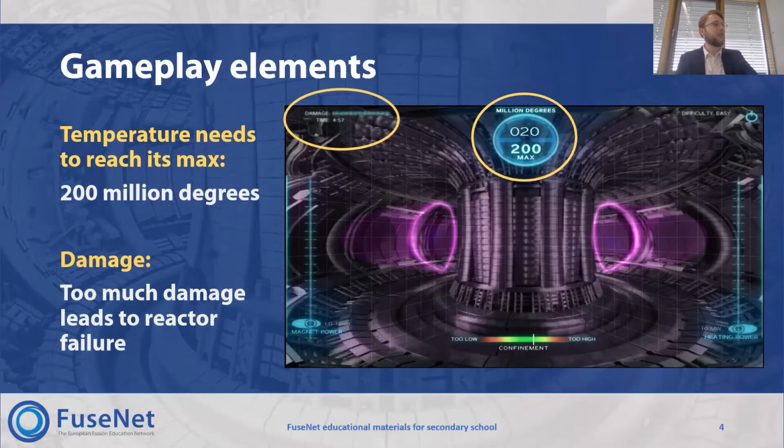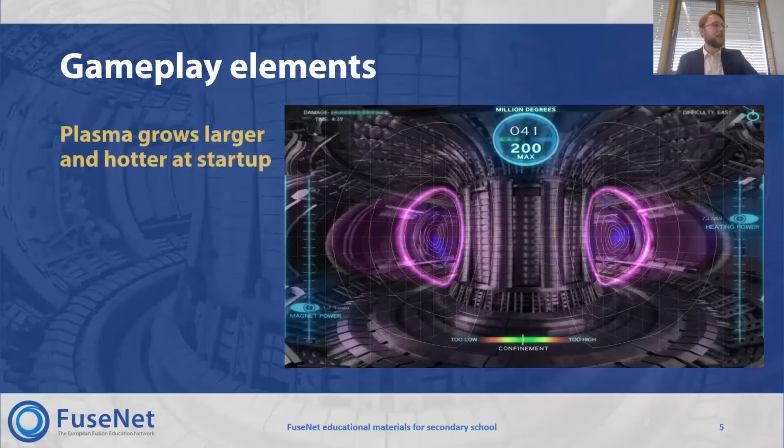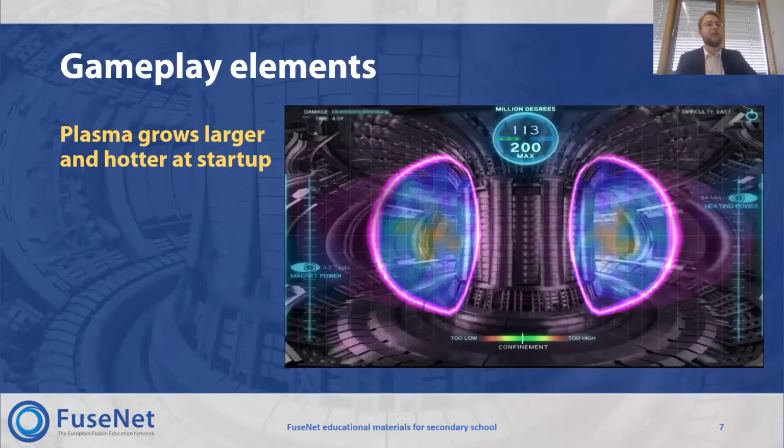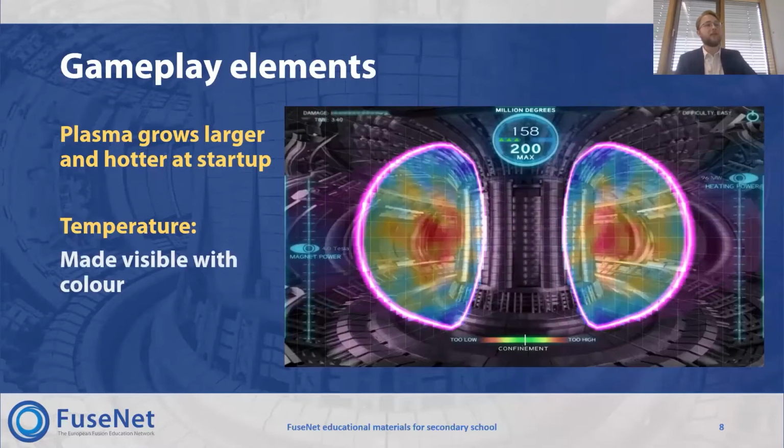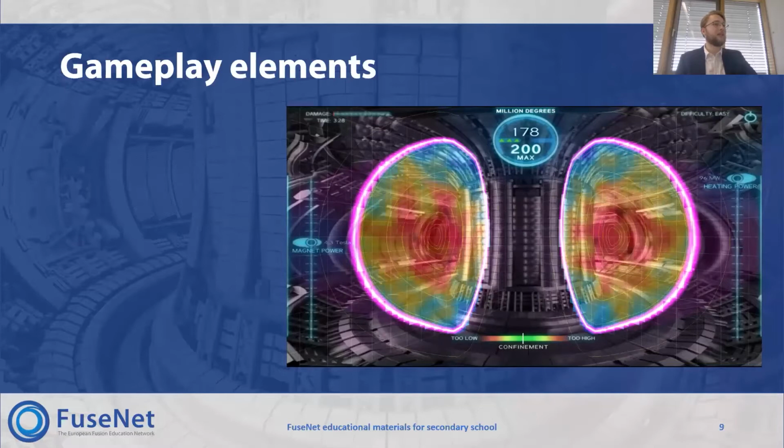So as mentioned, you can damage your reactor, and we don't want that to happen. So at startup, your plasma will grow larger and start to be hotter, which is visualized in this app through color. So the colors indicate the temperature. As you can see, blue is a bit cold, yellow is a bit hotter, and red, of course, is even more hot. As you can see, in the end, we get quite a big plasma, quite a high temperature.